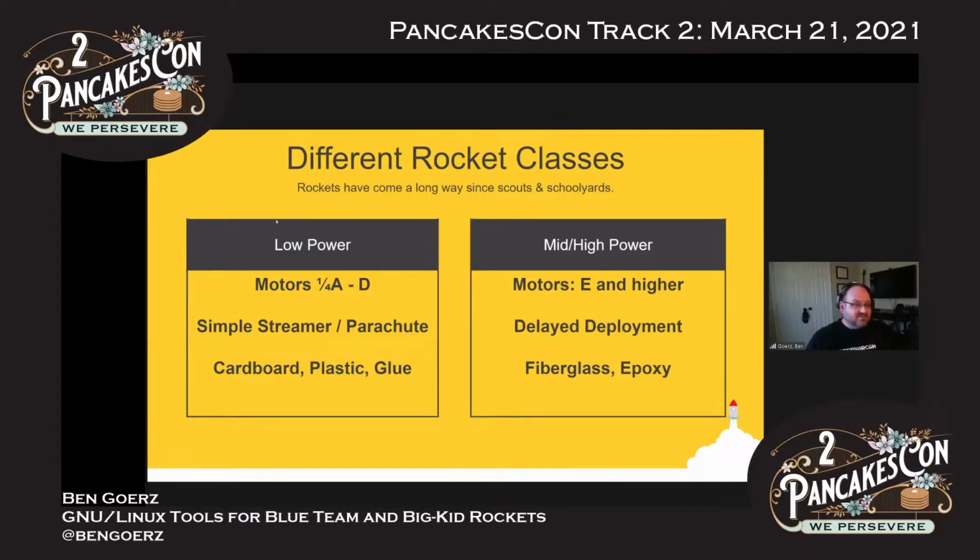When I was a kid, I was flying low power rockets mostly. These are motors in the class quarter A through D. They typically have simple streamers or parachutes and cardboard, plastic, or glue construction. So basically the same stuff. You can probably go to a hobby store and buy a kit for cheap and go fly today. And they are still fun.